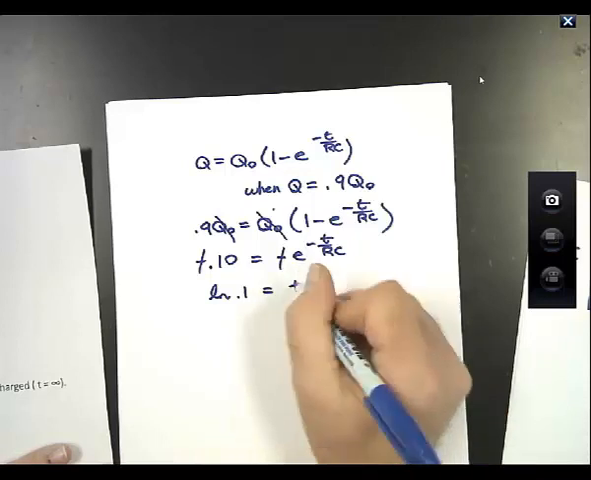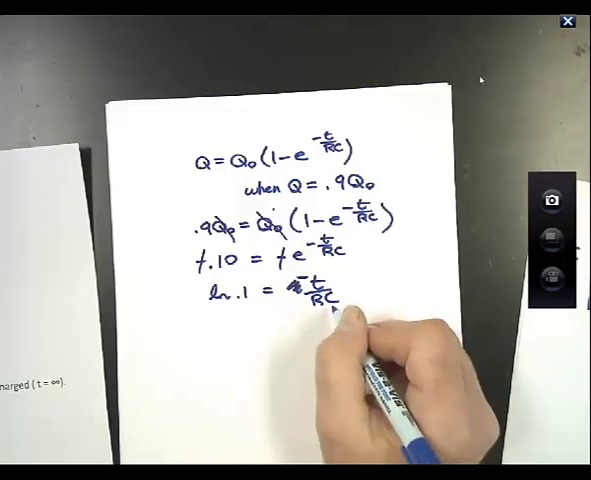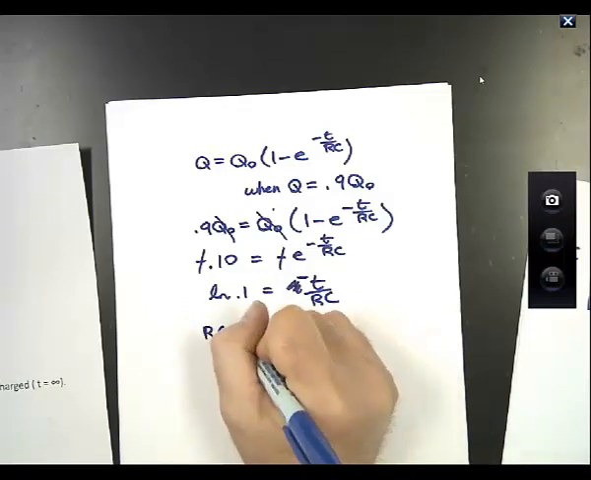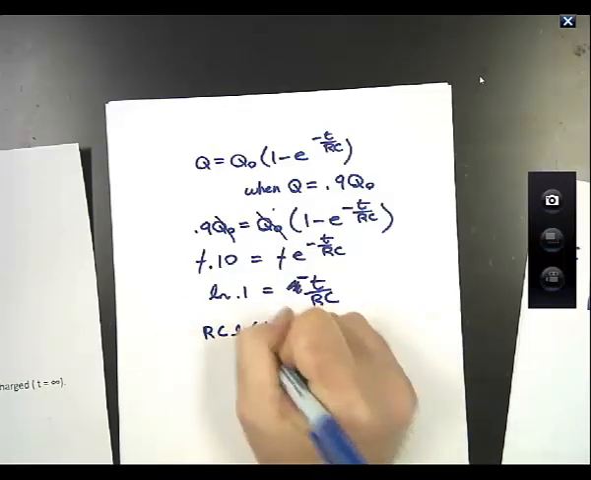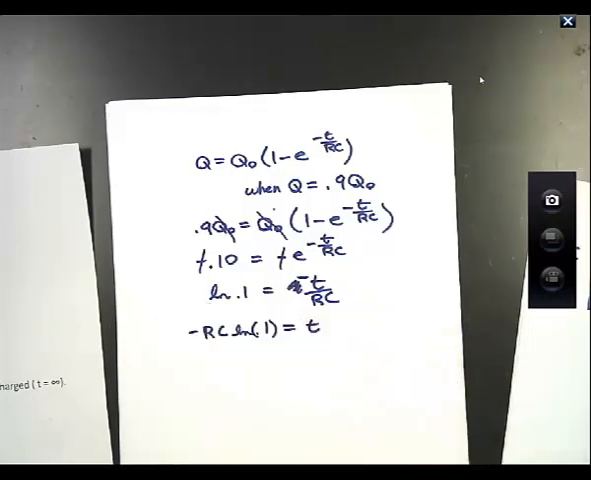Oops! You know what? That negative stays. Okay, so the negative stays there. Now, if we solve for t, check it out. Once again, we've got R times C times the natural log of 0.1 is equal to negative t. Now, the natural log of 0.1 is going to be a negative number. Multiply by RC, and check it out.